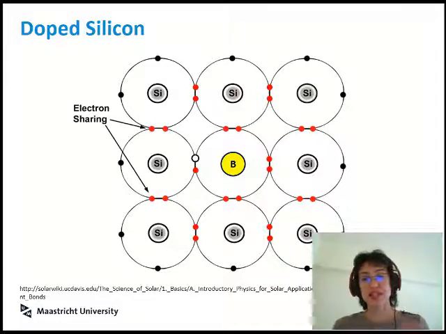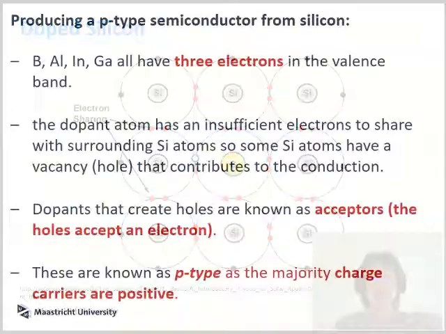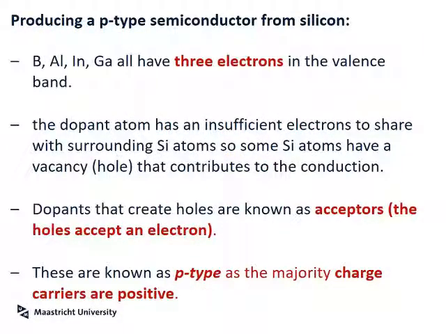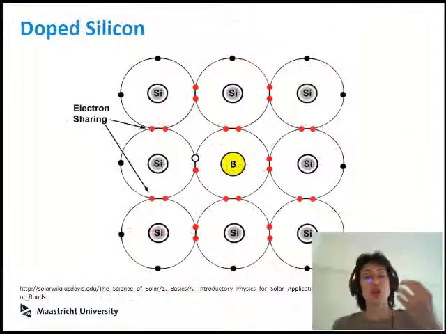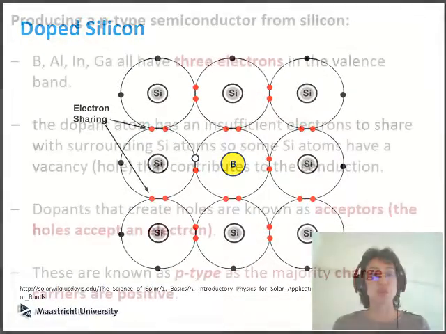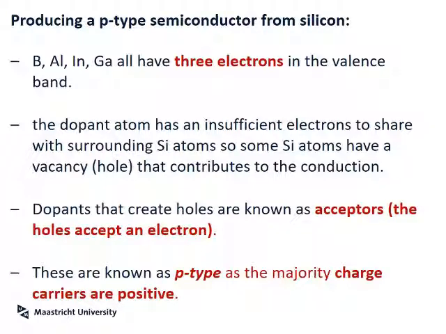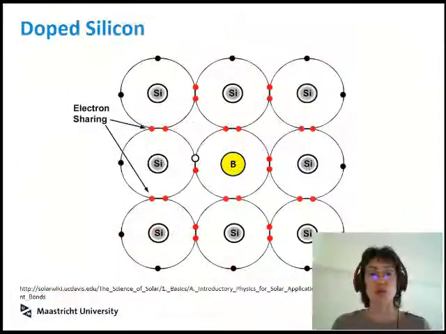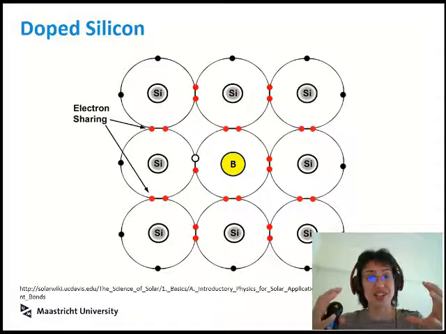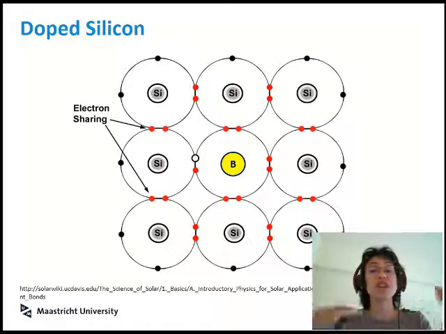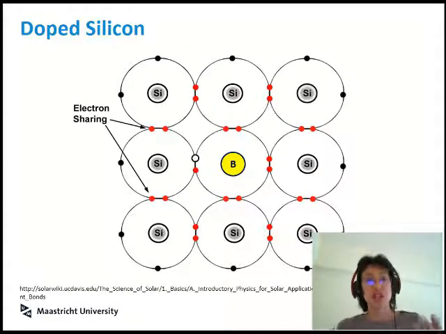It's accepting an electron into the hole, and it becomes negatively ionized because it's accepted an electron, but your majority charge carriers in this case are holes which are positive. So these are known as p-type doped semiconductors, p-type, because the majority charge carriers are holes. Of course, if you keep on adding energy to the system, all of a sudden you'll get back to the intrinsic situation, which is what we had before, where all of the other electrons will also be able to break free into the material.